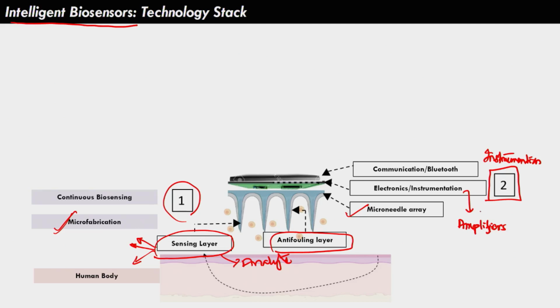So, amplifiers, you might have analog filters, and then you might have something called ADCs, analog to digital converters. This will convert the current or voltage coming out of the sensor into a digital series of bits. That is the language understood by computers.